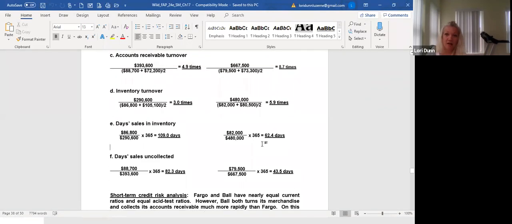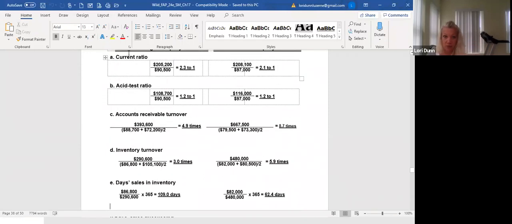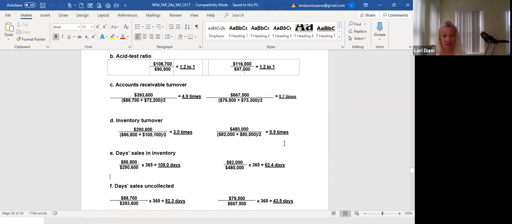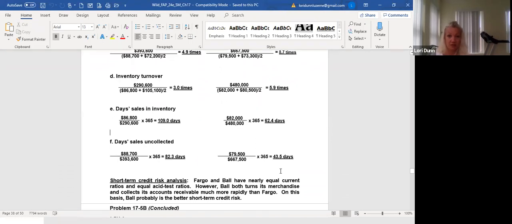So now, based on our analysis here, we could see Fargo does a little bit better with paying their current liabilities with current assets than Ball. They're about the same when it comes to their asset test. But Ball blows Fargo out of the water with their accounts receivable management and their inventory management. So knowing this, which one has a better short-term credit risk? Meaning we could loan them money on short term and they'll pay us back. Which one is in a better position to do that?